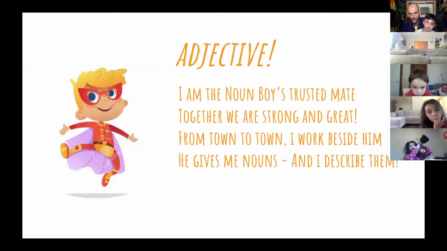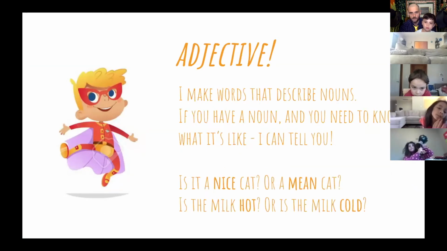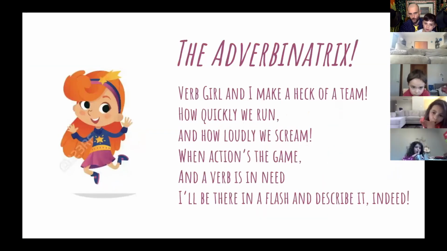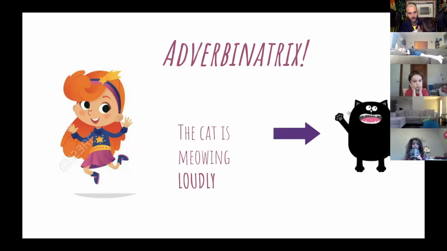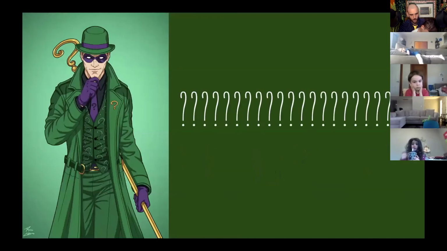Adjective, he describes the nouns. And the Adverbinatrix, she describes the verbs, and her words often end in ly, right? How verbs are done, quickly, slowly. Very good. Those are our four superheroes, and that of course is the Riddler. And you guys got to be careful because he might come back.